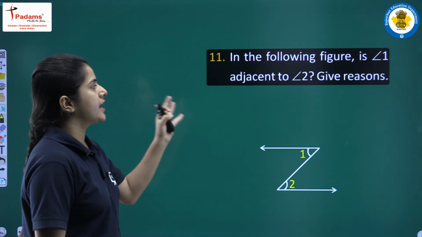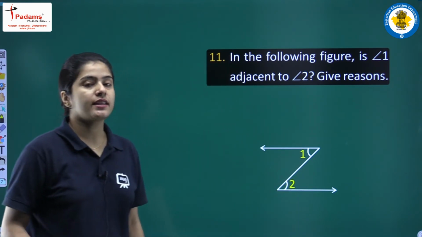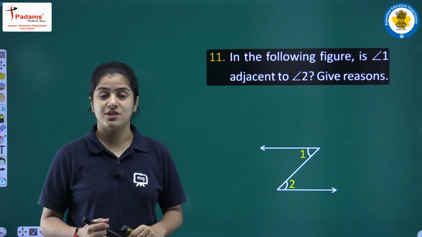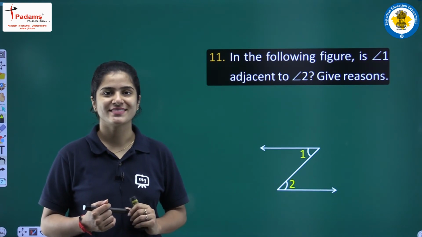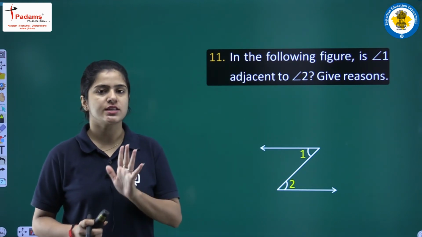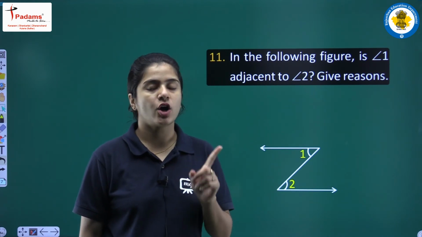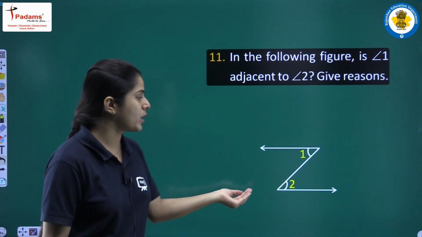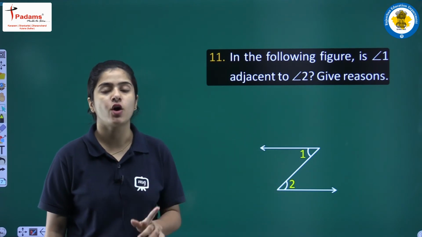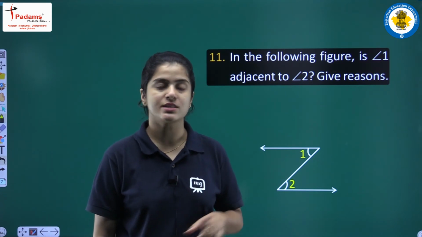The 11th question says, in the following figure, are angle 1 and angle 2 adjacent? Give reasons. Have a look, students. Just think on your own whether these two angles are adjacent angles. No, students, these two angles are not at all adjacent. हमने adjacent angles जब किए थे, हमें बहुत क्लियर था कि adjacent angles में एक common vertex होता है, एक common arm होती है. यहाँ पे हमें कोई भी common vertex दिख नहीं रहा है. So, it means that these two angles are not at all adjacent angles as they don't have any common vertex. Okay, so this was the reason.